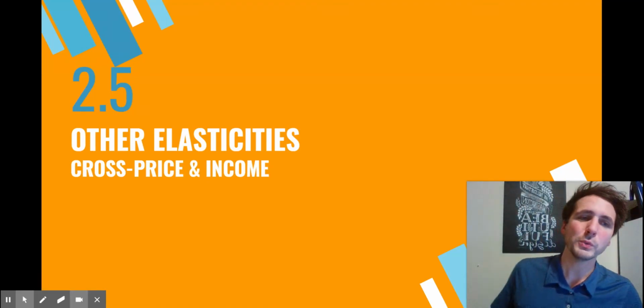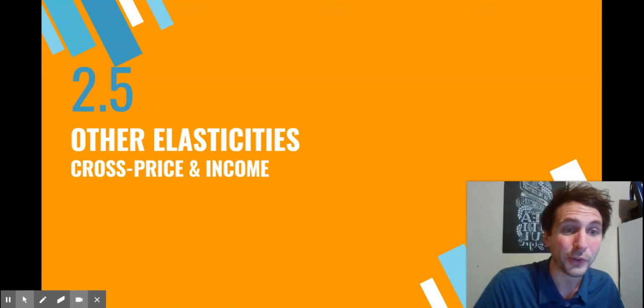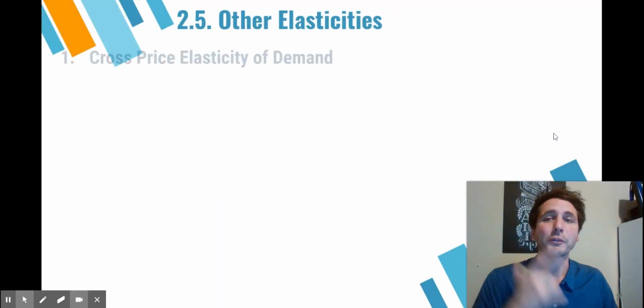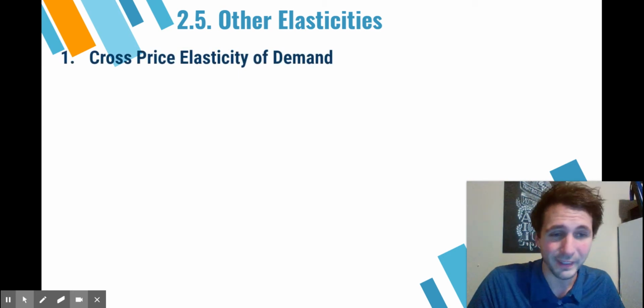Hi, everybody. Welcome to video lecture 2.5. We're talking about other elasticities, the final two: cross price and income elasticity. Let's dive in. The first elasticity is called cross price elasticity.